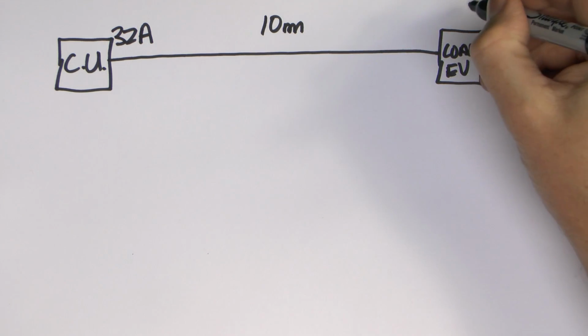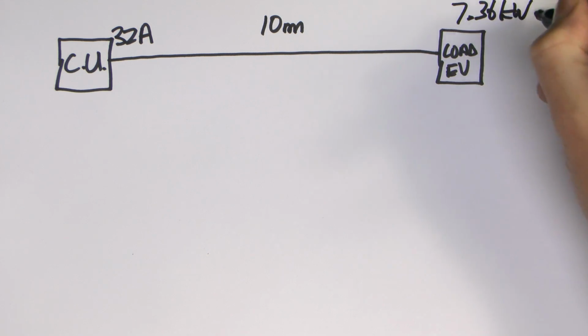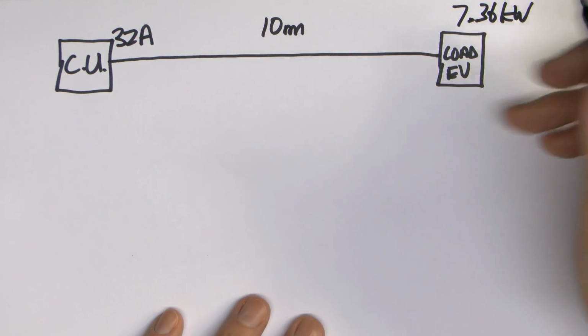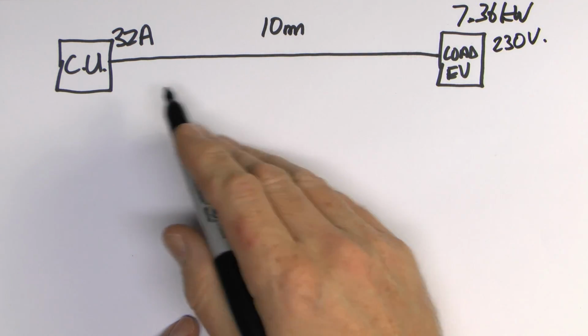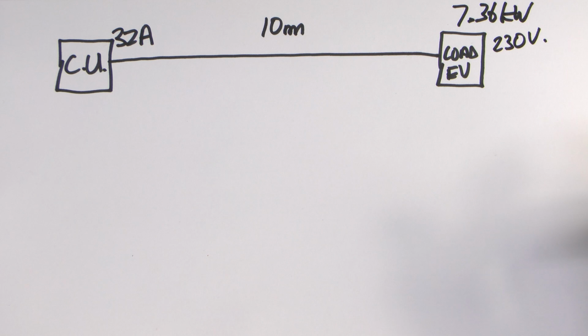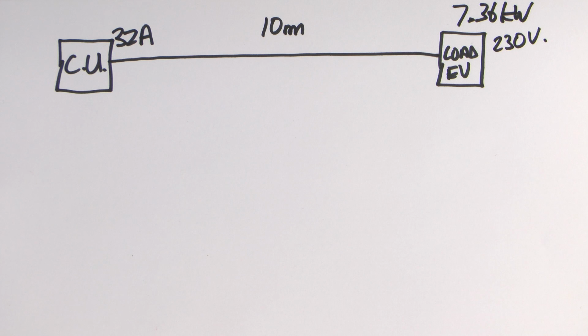We'll also say that the actual total load on the circuit is going to be the full 32 amps. That would actually be a load of 7.36 kilowatts in the case of 230 volts. But the voltage isn't particularly relevant here because all we need really is the current and then the resistance of that conductor.